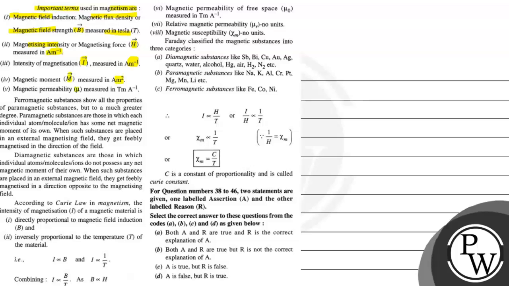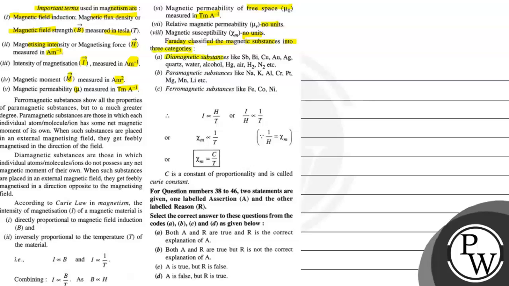The magnetic permeability is measured in Tesla meter per ampere. Magnetic permeability of free space is measured in Tesla meter per ampere. Relative magnetic permeability mu r has no units. Magnetic susceptibility chi m has no units, and Faraday classified the magnetic substances into three categories.